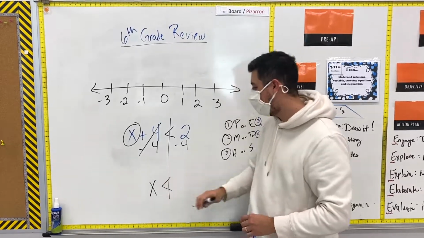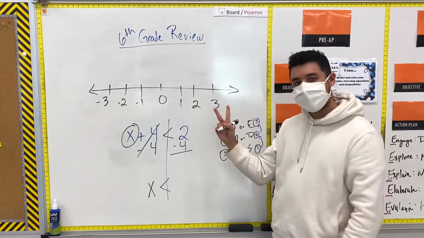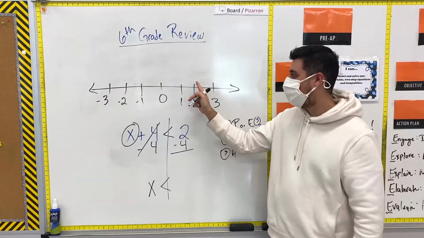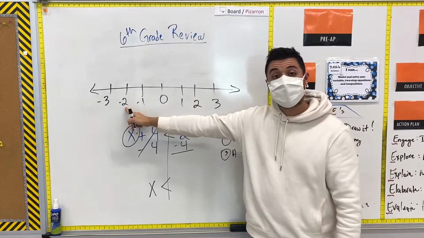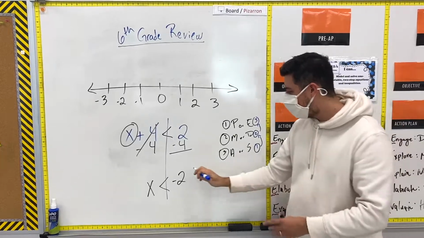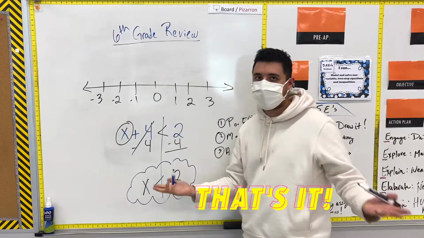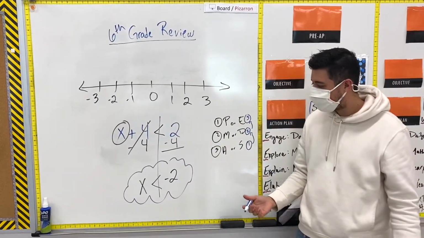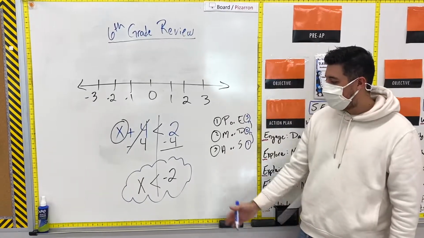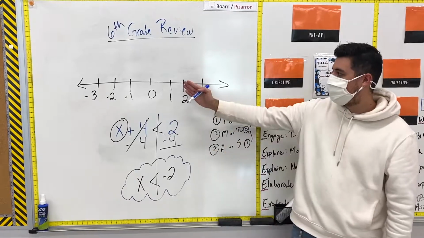X is less than, and now we have a basic operation. We have 2, take away 4. So I'm at 2, and I'm going to subtract 4. 1, 2, 3, 4. So I end up at negative 2. So there is the answer to our inequality. If we were doing this back last year with whoever your 6th grade math teacher was, x is less than negative 2. How do we put this, x is less than negative 2, on a number line?